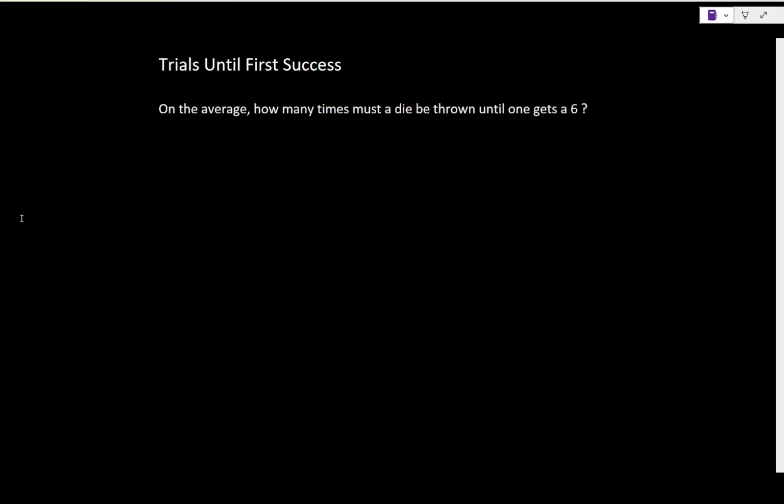In this video, we are going to solve the puzzle Trials Until First Success. This puzzle has been taken directly from the book 50 Challenging Problems in Probability by Frederick Mosteller. Now this problem is quite famous in nature and has been asked in various interviews, be it for software engineering roles or quant roles.